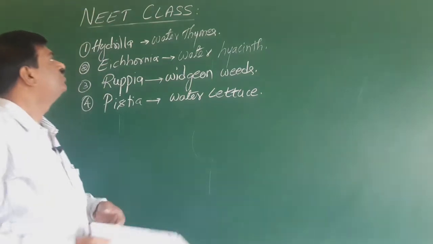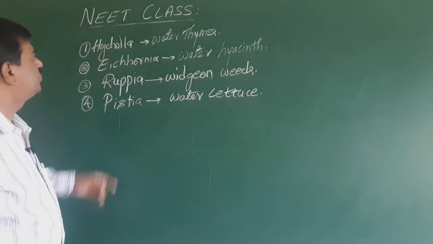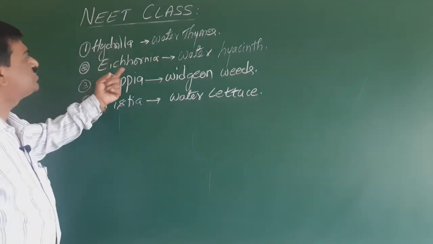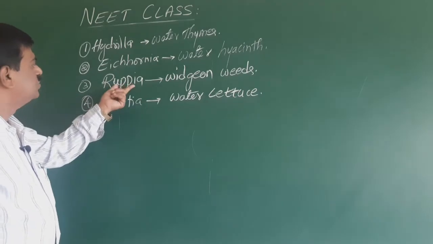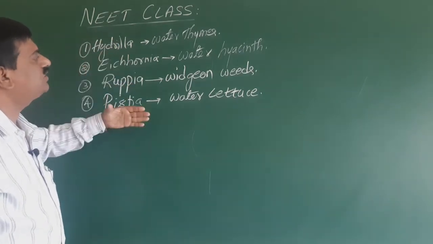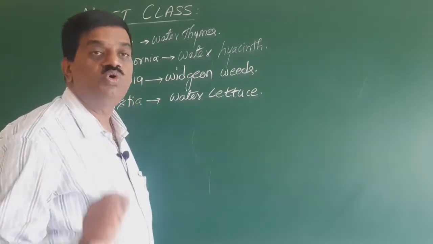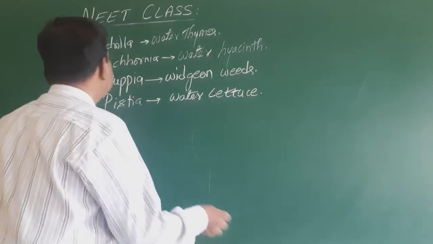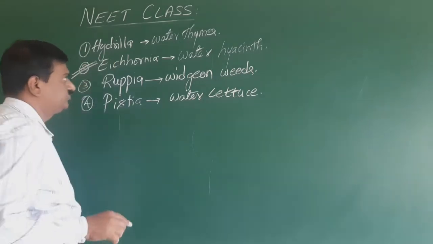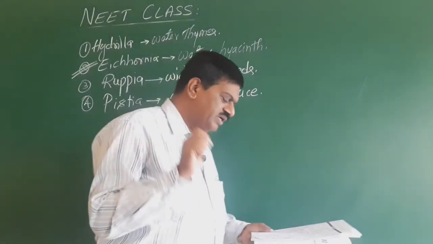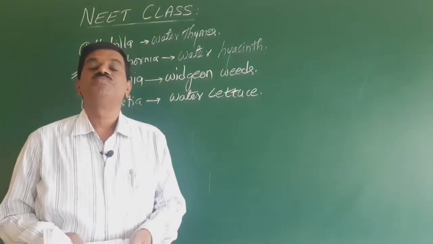So here, these are the four options. First one is Hydrilla, second one is Eichhornia, Ruppia, Pistia. All these are nothing but four options. But here, in these four options, swollen petiole is present in Eichhornia. So, Eichhornia is the right answer. So, we go for the next question.